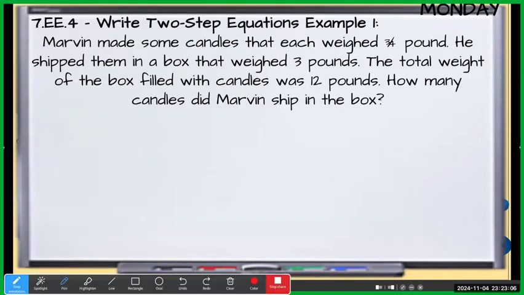We'll give you an example. Read. He's putting candles in the box, each weighing 3/4 pounds. The total weight of the box will be 12 pounds. How many candles can the market put in the box? Keywords and information.